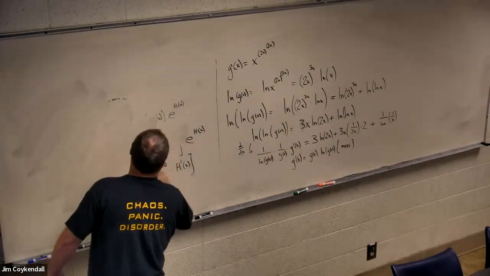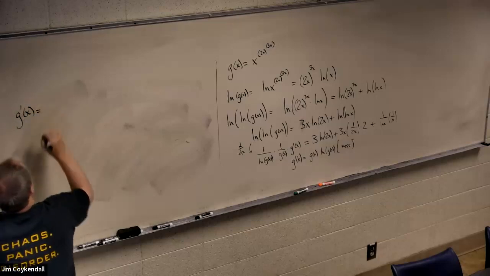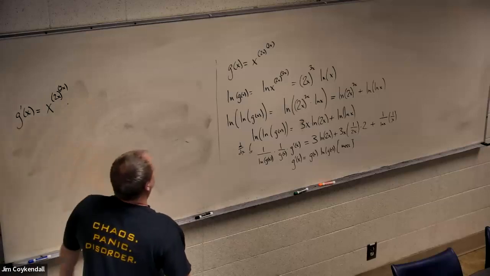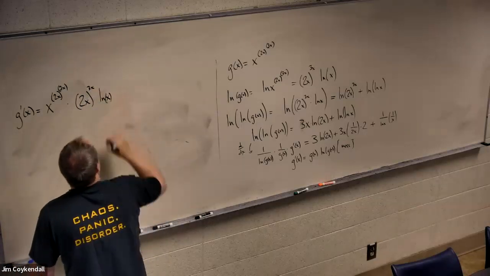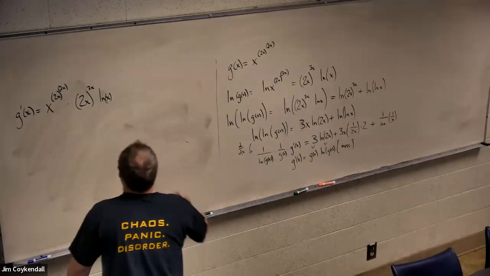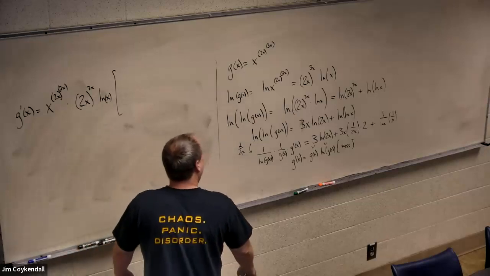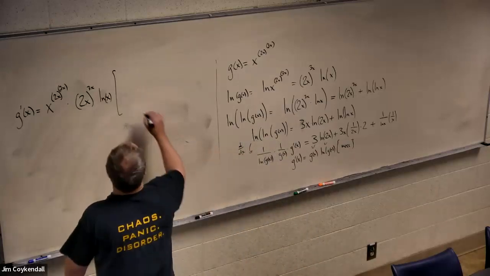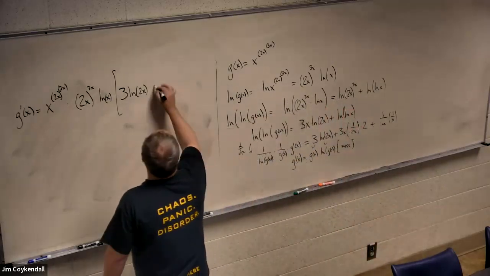So, one step of cleanup here. g prime of x equals g of x, which is (2x)^(3x) times x, times this mess, which is 3 log 2x. This actually simplified down to just plain old 4.